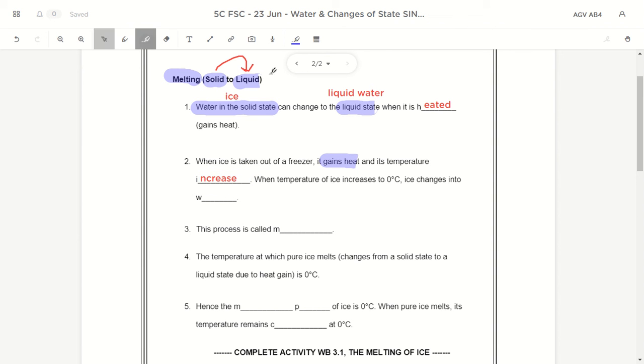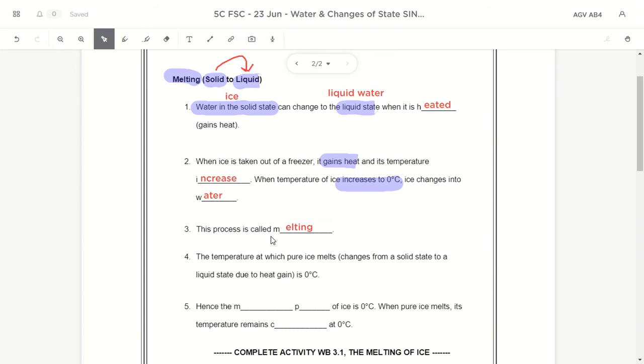And once the temperature of the ice increases to 0 degrees, because in the freezer it's actually very cold, minus 10, minus 15 degrees Celsius. Once you take the ice cube out from the freezer, the temperature will start to increase. And once it increases to 0 degrees Celsius, the ice will change into water. And this is what we call melting. Okay, so this process is called melting.